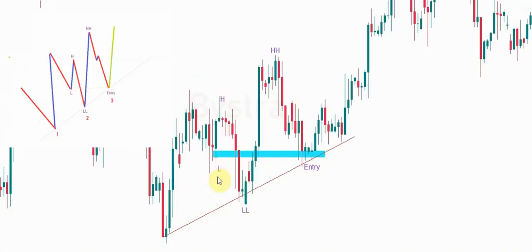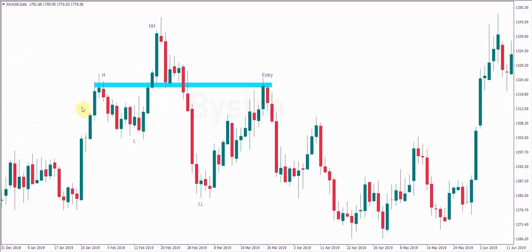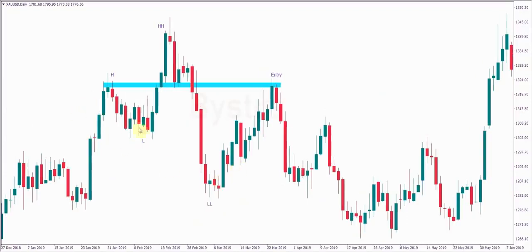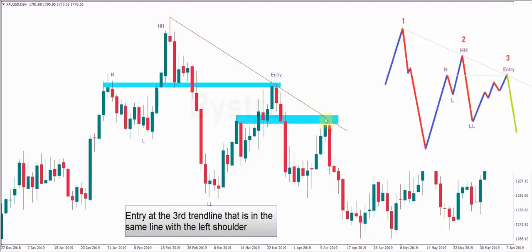Okay, all right, this is how it looks like. And this is QM. We have low, high, lower low, higher high, and we also have a trend line in here. Entry is on the third trend line. And here's another example. We notice here we have another QM. This time we have a trend line over here. So this is the example of QM continuation. We have high, low, higher high, lower low, entry at the third trend line, and this must be in the same line with the left shoulder.